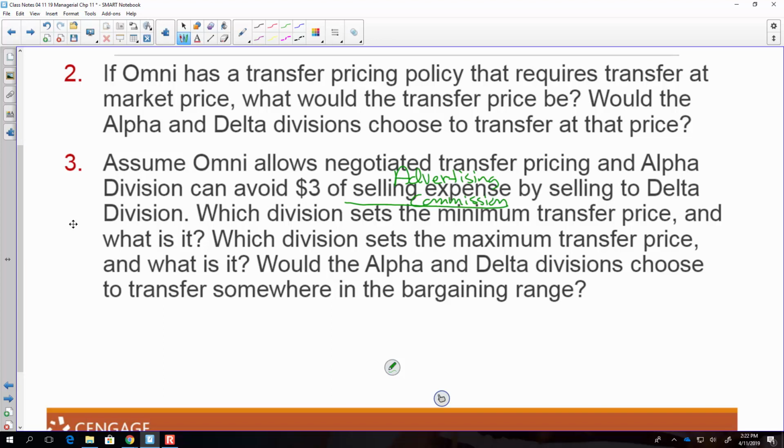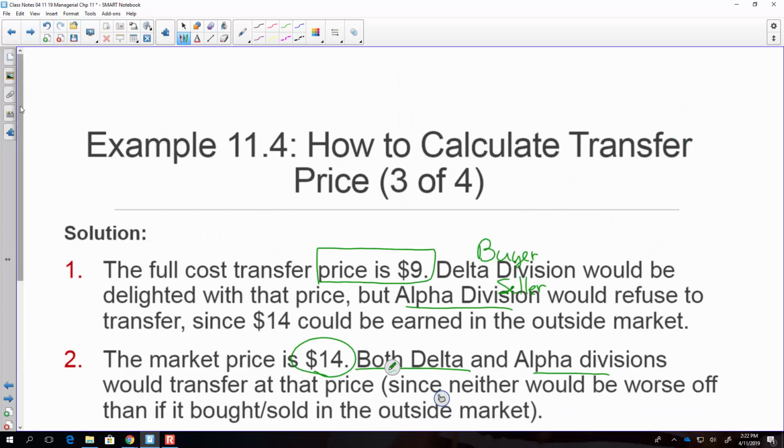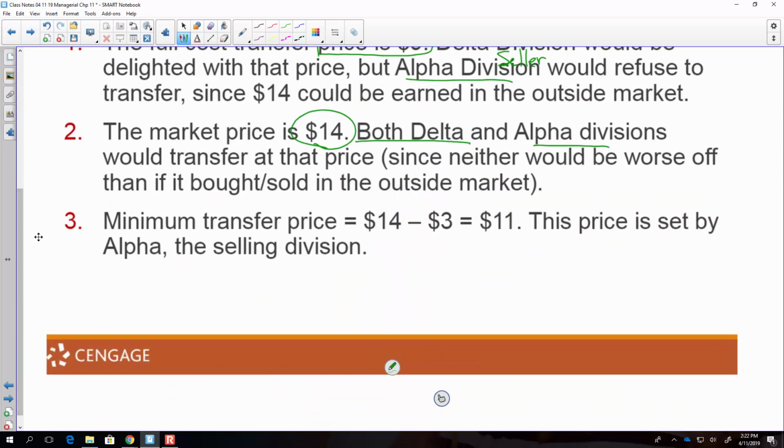So now we can negotiate a slightly lower price than the 14, because the seller, which is Alpha, can save at least $3 here. So at this point, I should be able to negotiate a price somewhere between 14 and 11, right? So the floor, which is set by the seller, in this case would be 11.